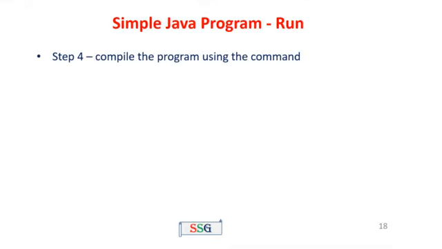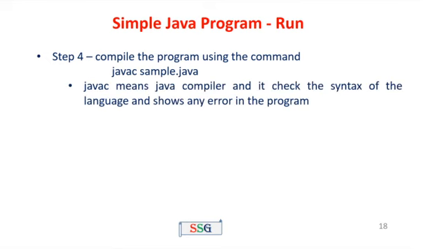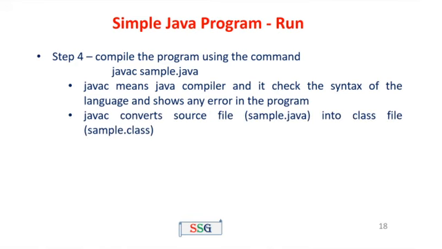Next we have to compile the program and execute the program. So compile the program by using the command javac. Here javac means Java compiler, and it checks the syntax of the language and shows any error in the program. Javac converts a source file sample.java into the class file sample.class. That means javac converts the source file into the class file. This class file contains only bytecode of the source file.